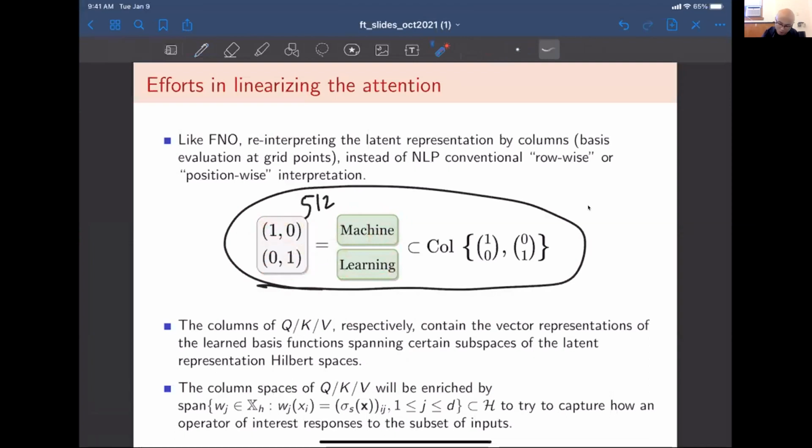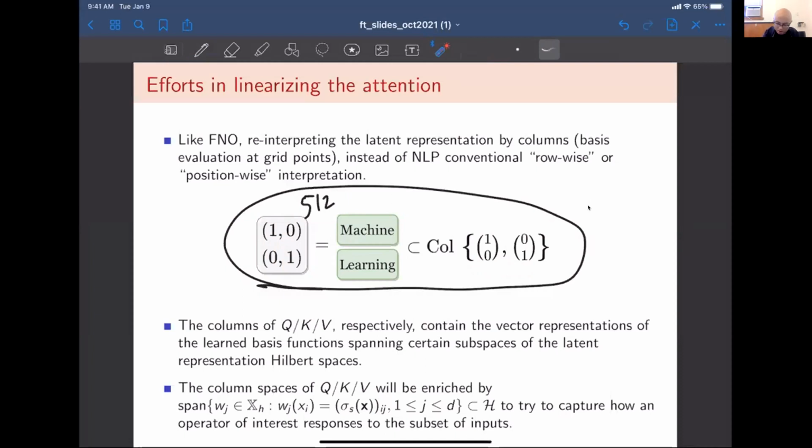However, if I view it by column, the column is like the basis, the column space of the latent basis. Basically I review it as the discrete sampling of Hilbert spaces. If we view that, we can use a tool I learned from finite element. That was what I did back in February.